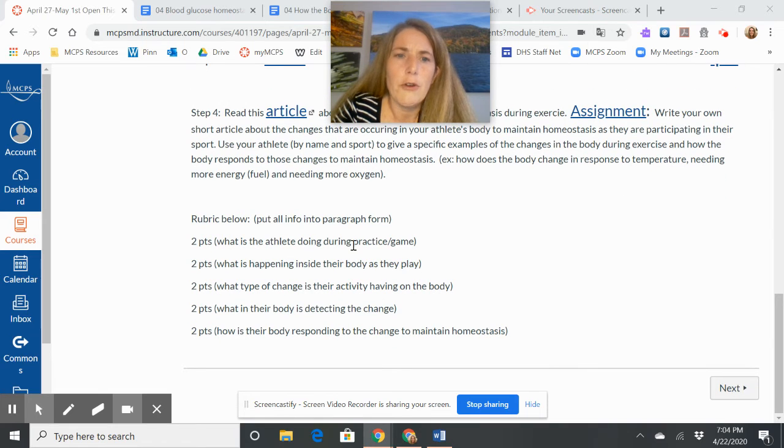And then if you look at this little rubric, you can see how I want you to organize the article. Tell me what they're actually doing when they're playing. Tell me what's happening inside their body. So start talking about the muscles and the muscle cells and their heart, or any of those things. Then what's noticing the change?